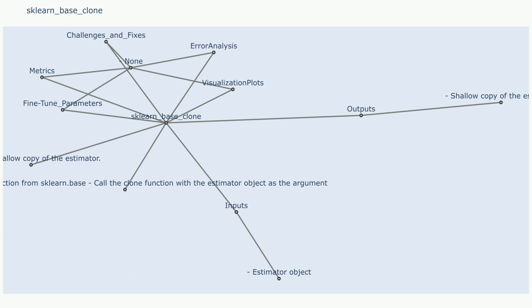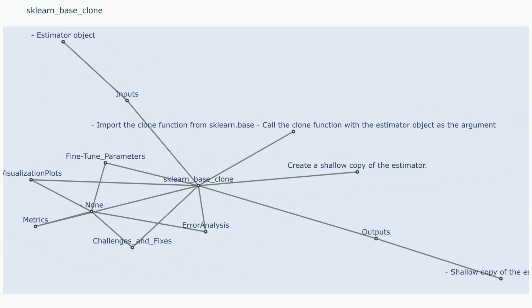effectively. Ensemble methods. Techniques like bagging and random forest involve creating multiple copies of the same base estimator, each trained on a different subset of the data. Pipelines. When building complex pipelines, you might need to clone estimators to avoid unintended modifications to the original estimator.